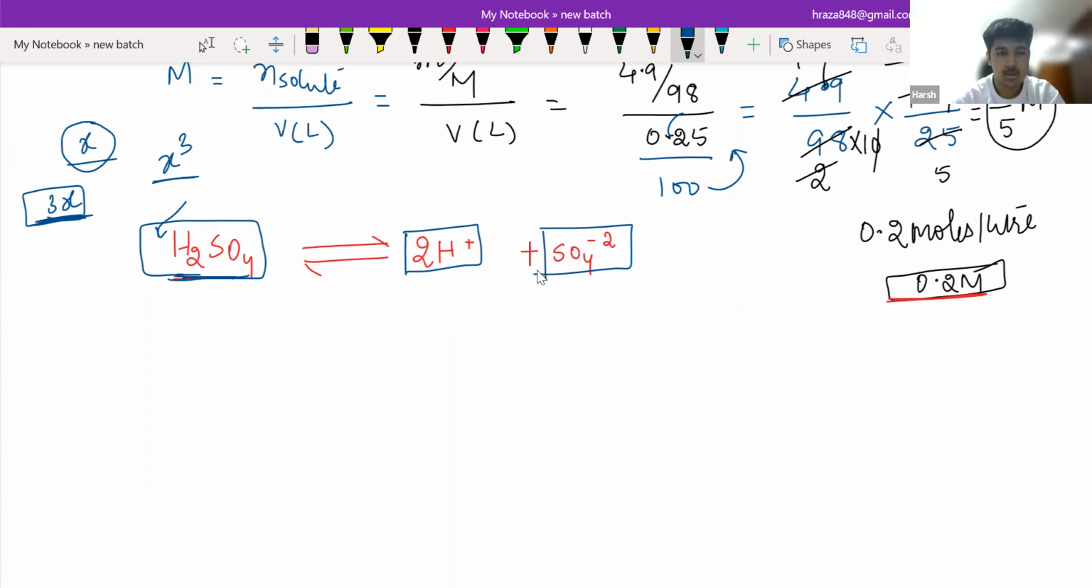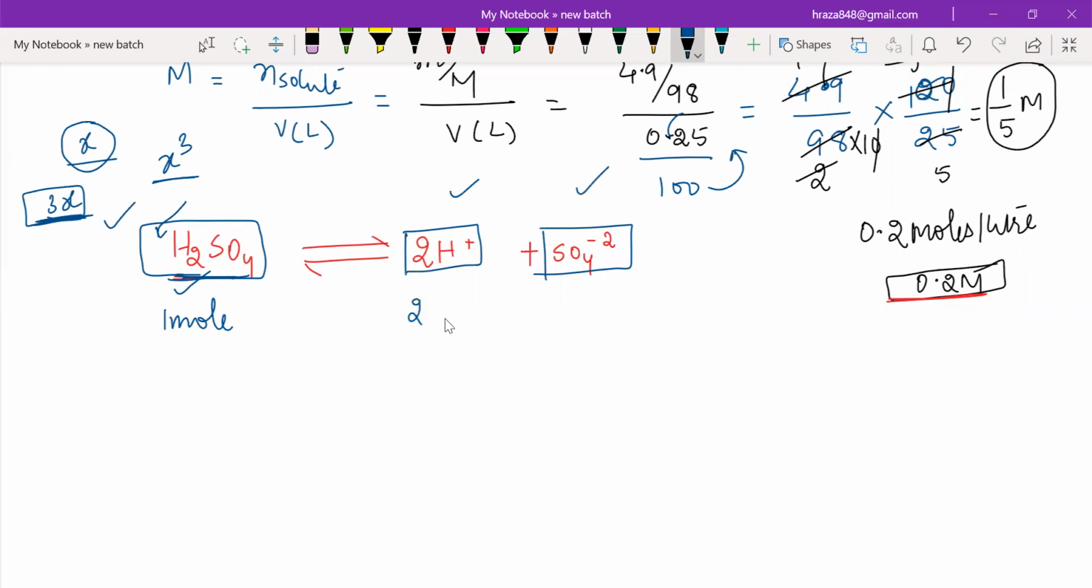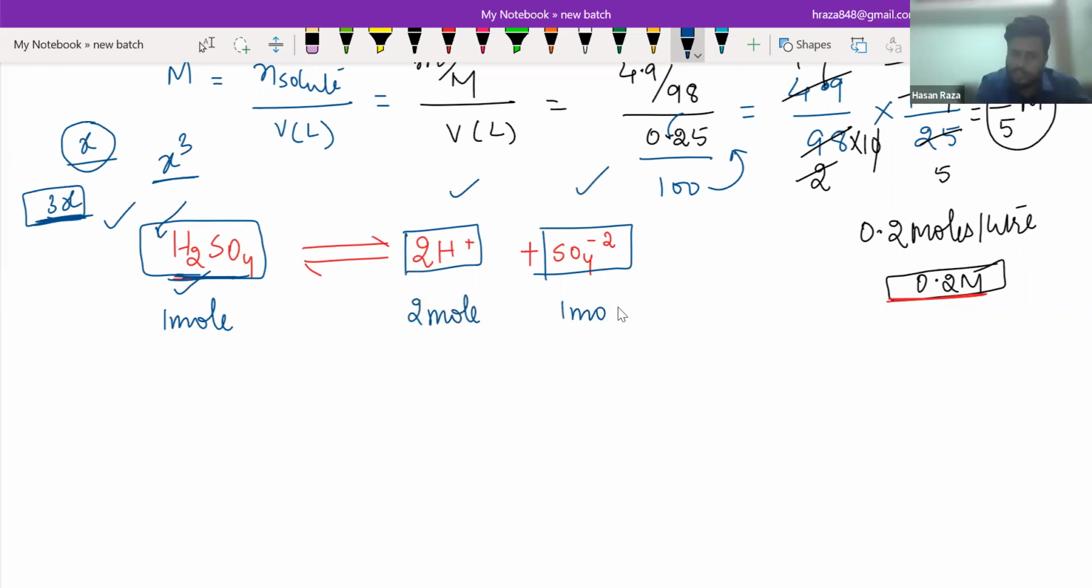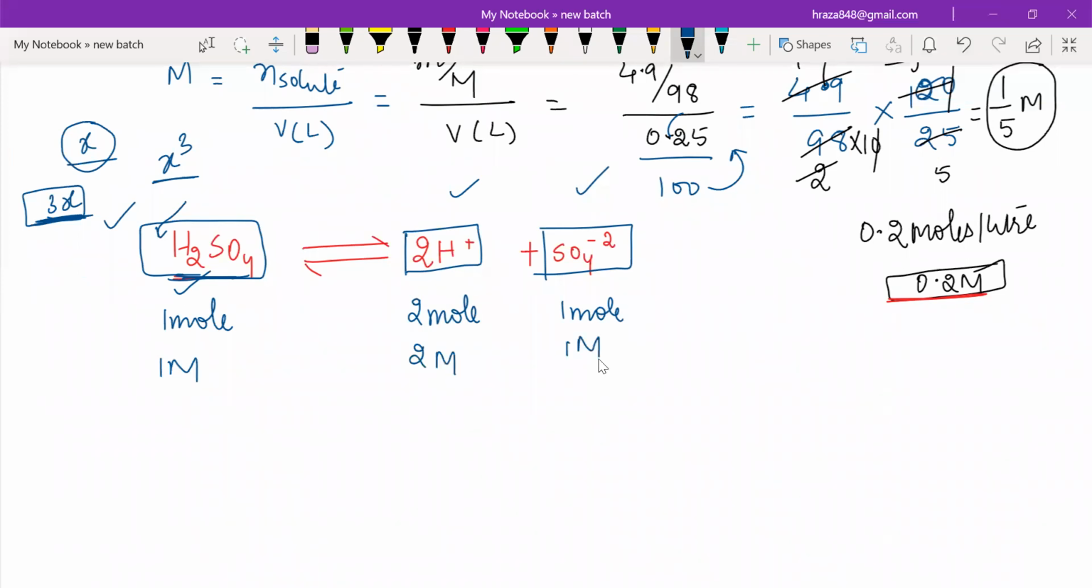Now in class 11, you have studied that 1 mole of H2SO4, we take it as 1, which determines its stoichiometric coefficient. 1 mole of this, since it is the reactant and this is the product, will give 2 moles of this and 1 mole of SO4. In terms of mole, we do it like this. In terms of molarity, we also do it like this. 1 molarity of this will give 2 molarity of this and 1 molarity of this. Is that clear? Yes, sir.